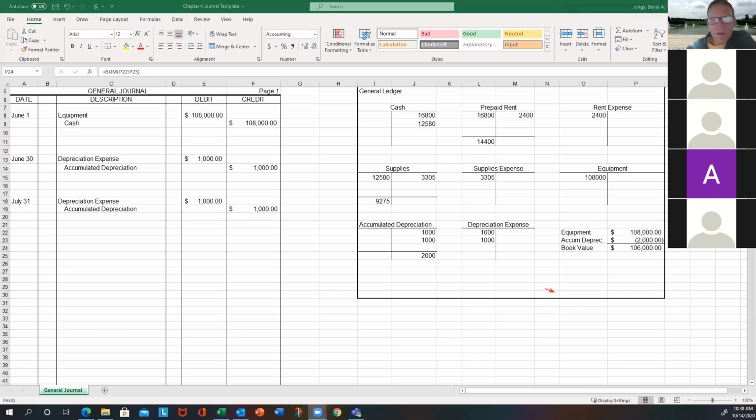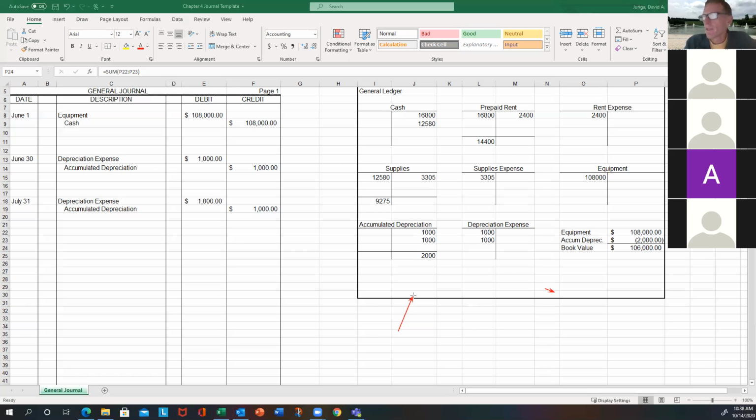So the accumulated depreciation, where you got the 2,000 from, is from June 30th and July 31st, correct? Did you have to put the parentheses to make sure it was credited? Yeah, I put it in there just to try to emphasize that we're deducting it.